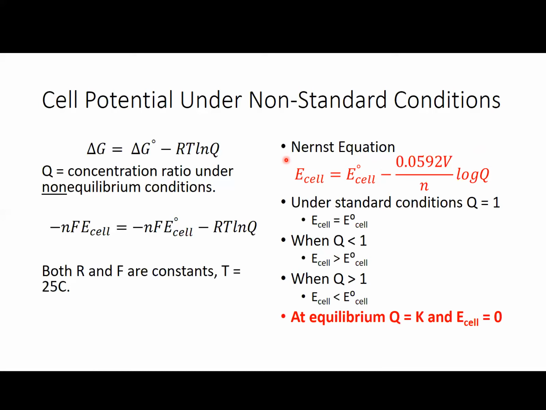At equilibrium, Q is equal to K. And at equilibrium, Ecell is equal to 0, meaning that we no longer really have the free exchange of electrons. Things have equilibrated. They're not doing anything anymore. And that's what happens when you run out of battery. Your phone has equilibrated, right?